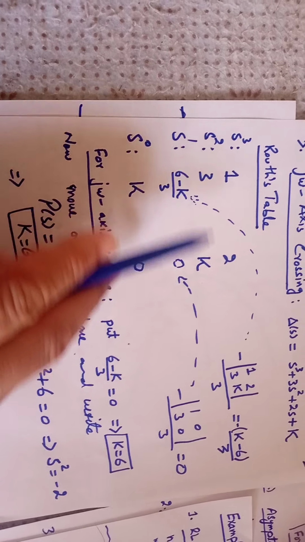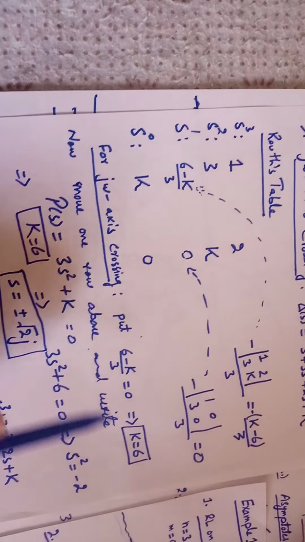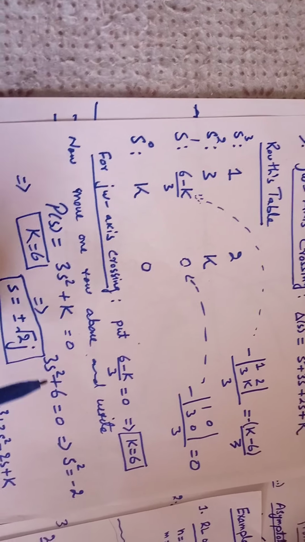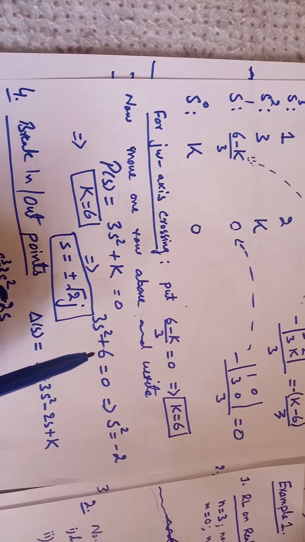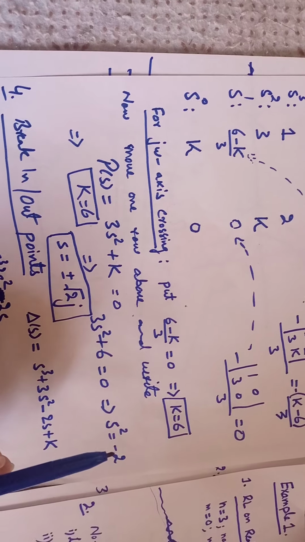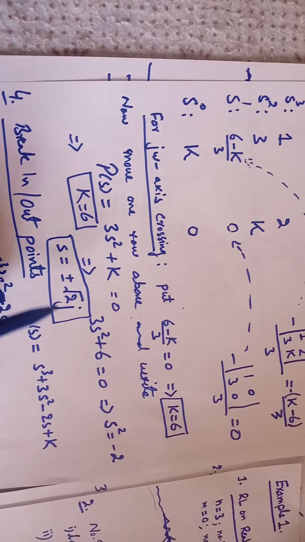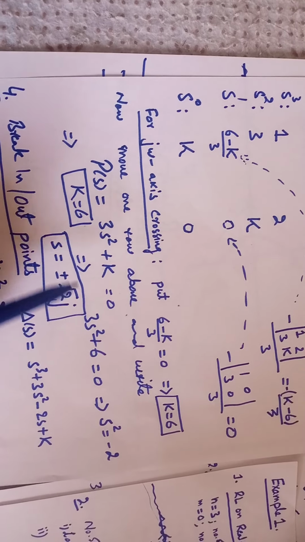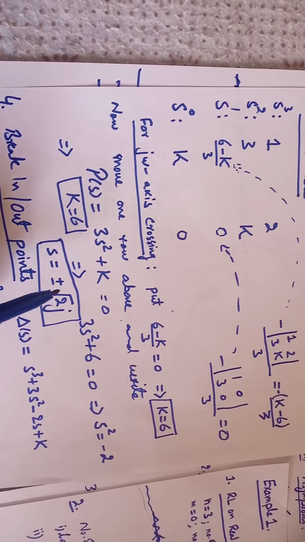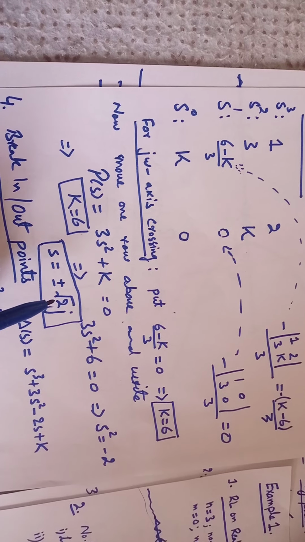This becomes 3s square plus k equal to 0. Now I put this value of k here, so it becomes 3s square plus 6 equal to 0. Now s square is equal to -2. From here we know the location where the root locus crosses the j omega axis, that is plus minus root 2 j.